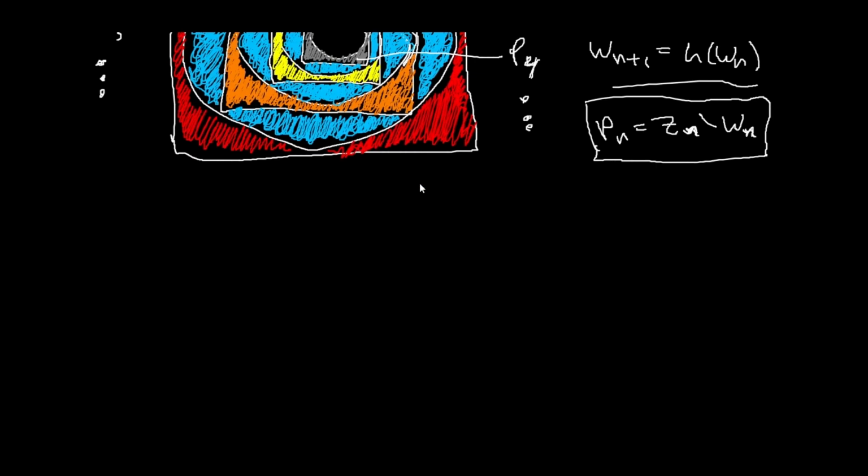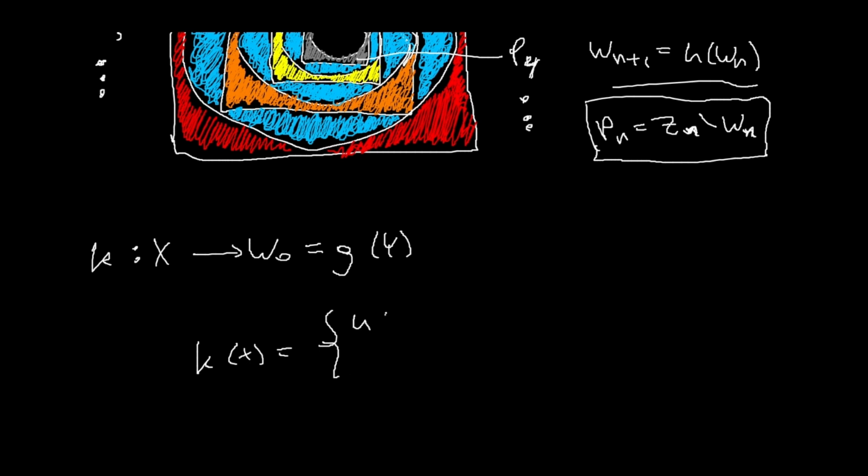So what we're going to do is define a function k from x to W naught, which is just g of y, by k of x equals h of x if x is in some P sub n, and we're going to leave it as x otherwise, like so.